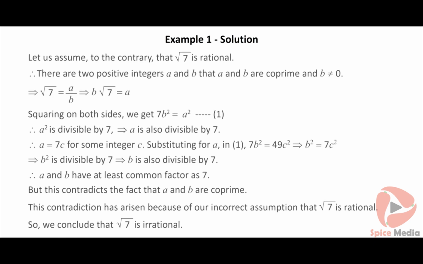Now let us prove that a number is irrational with the aid of the following example. Prove that root of 7 is an irrational number. Click on the solution button to view the solution.